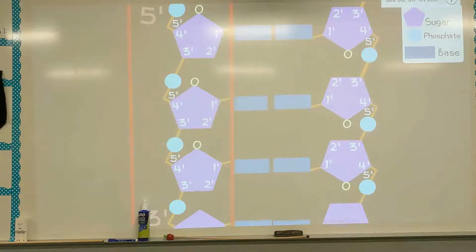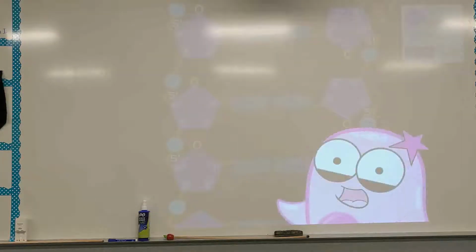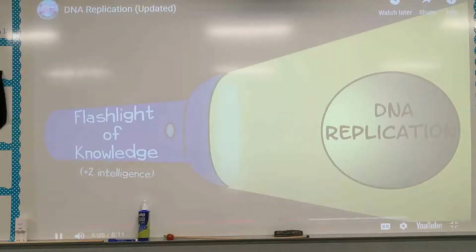This strand on the left runs 5' to 3'. And the strand here on the right runs 3' to 5'. We'll explain why all that matters in a moment. So let's take that knowledge there and look at DNA replication here.